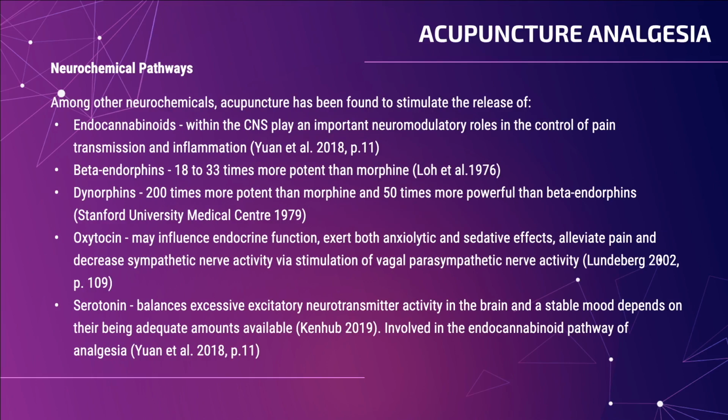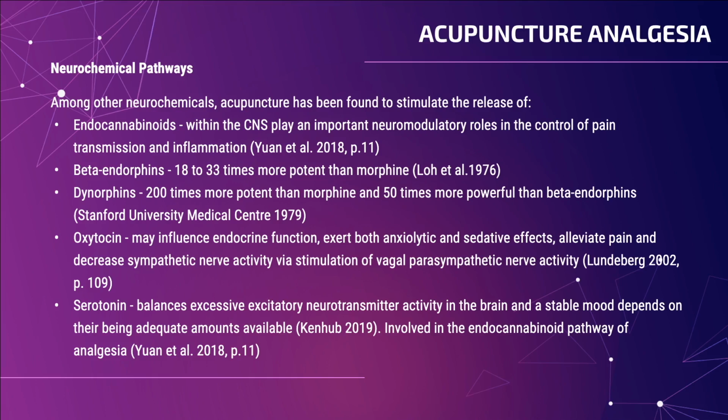So just to go through the list quickly of the neurochemical pathways, among other neurochemicals, acupuncture has been found to stimulate the release of endocannabinoids within the central nervous system, which play an important neuromodulatory role in the control of pain transmission and inflammation. Beta endorphins, which have been found to be between 18 to 33 times more potent than morphine. Dynorphins, which are 200 times more potent than morphine and 50 times more powerful than beta endorphins.